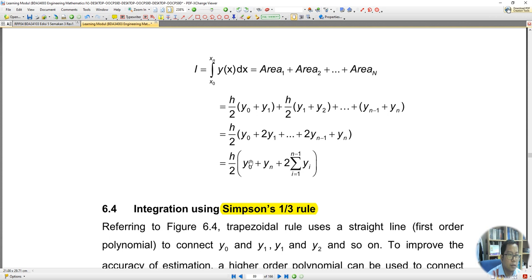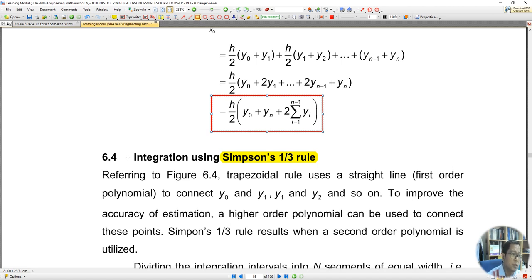This is the theorem for the trapezoidal rule. We will do some exercises after Simpson, so you can get a clear picture of how you are going to calculate and how you are able to differentiate between those methods.